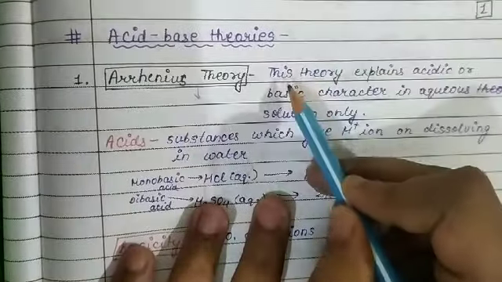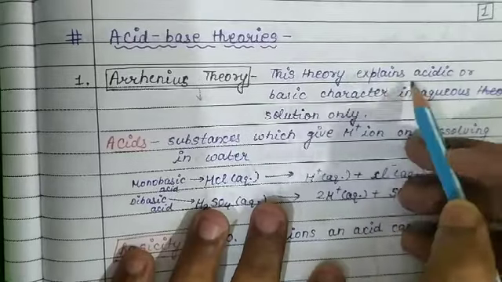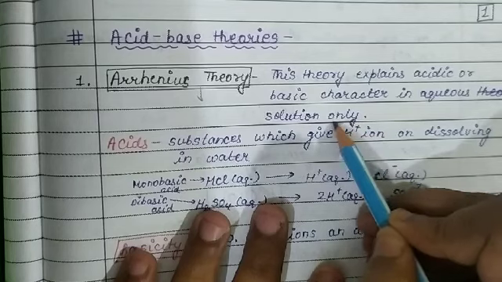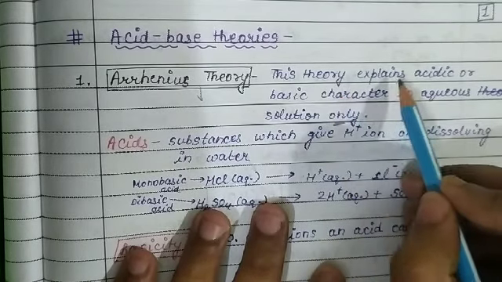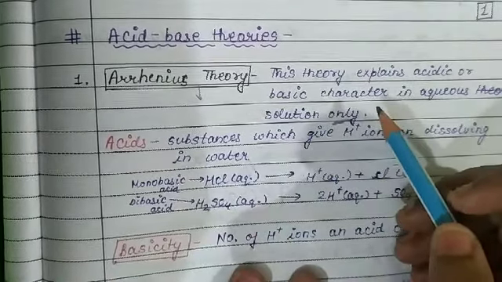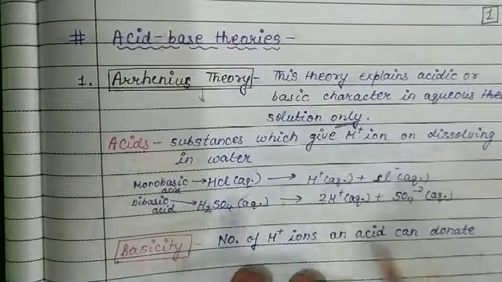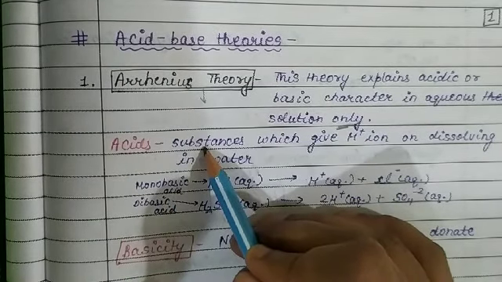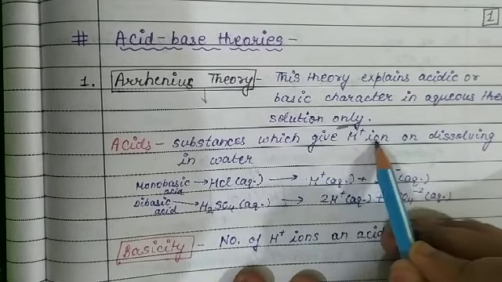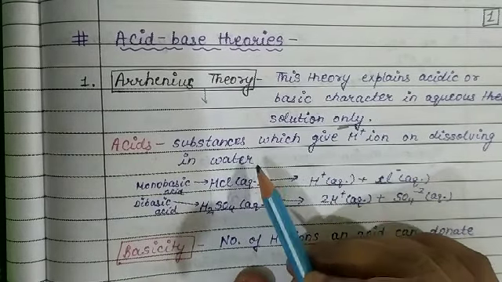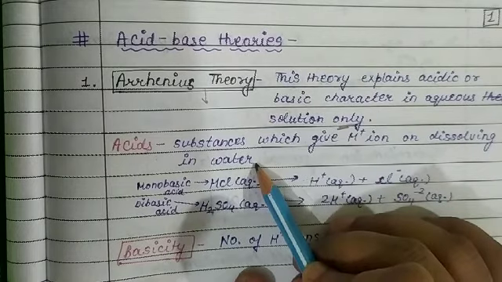In Arrhenius theory, basically this theory explains acidic or basic character in aqueous solutions only. According to Arrhenius theory, the definition of acid is: acids are those substances which give or furnish H plus ion on dissolving in water.